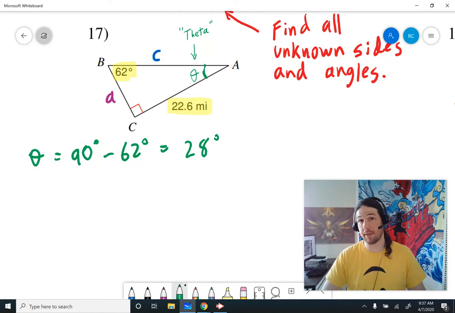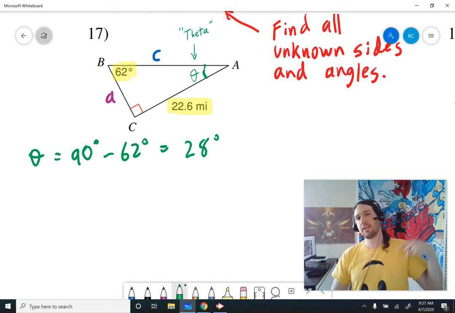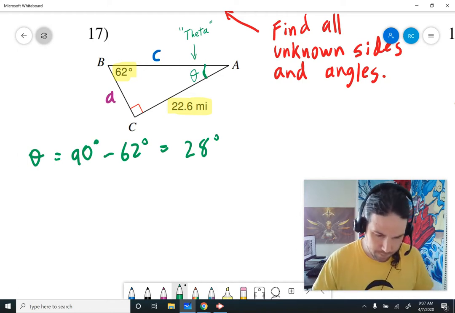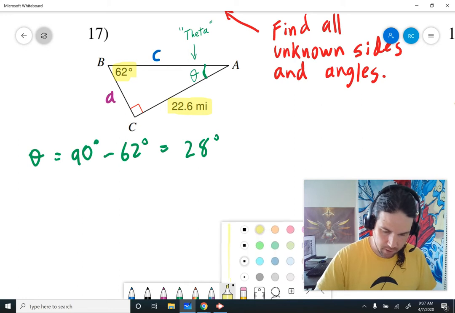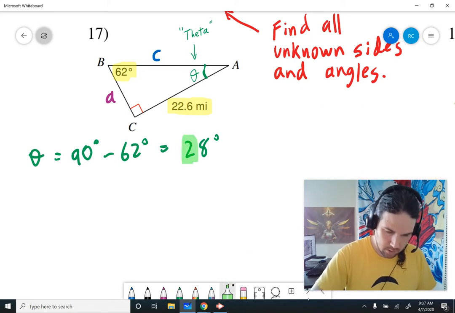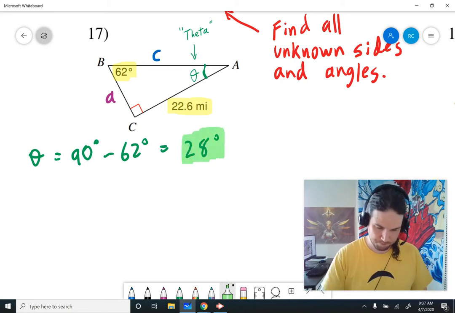To do that, by the way, in my head, I know it's only subtraction, but I'm gonna give you the behind the scenes peek anyway. I started with 90 minus 60, which I knew was 30, and then I subtracted the other two to get 28. All right, so we're already a third of the way there. We've got ourselves a theta.